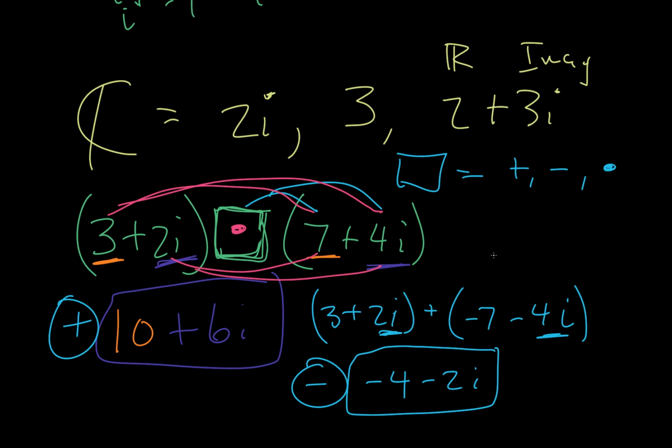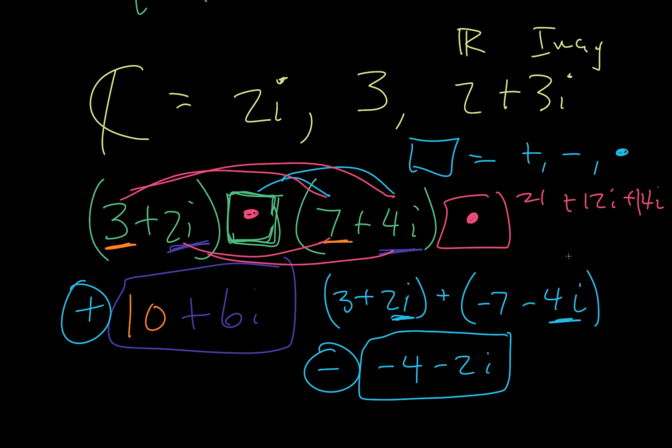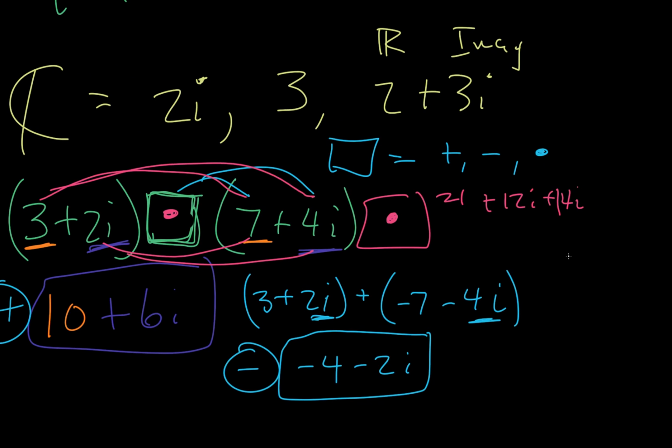So 3 times 7, so this is my multiplication answer. 3 times 7 is going to give me 21. 3 times 4i is going to give me 12i. 2i times 7 is going to give me 14i. And then 2i times 4i is going to give me 8i squared.